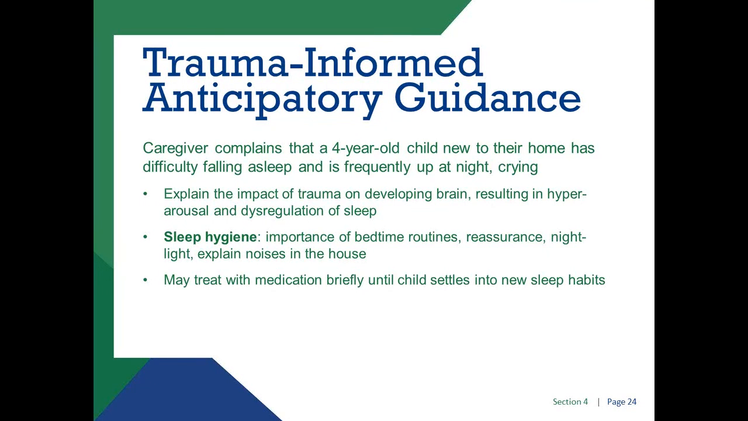And this is a caregiver, and this is a very common scenario in foster care, who comes in complaining that the 4-year-old child new to their home has a great deal of difficulty settling down at night and falling asleep, and is frequently up crying, often all night. And for these families, I spend a great deal of time explaining the impact of trauma on the developing brain and how that results in hyperarousal and the dysregulation of sleep. So it's not the child's fault. This is how their brain is built. They're probably scared on top of that.